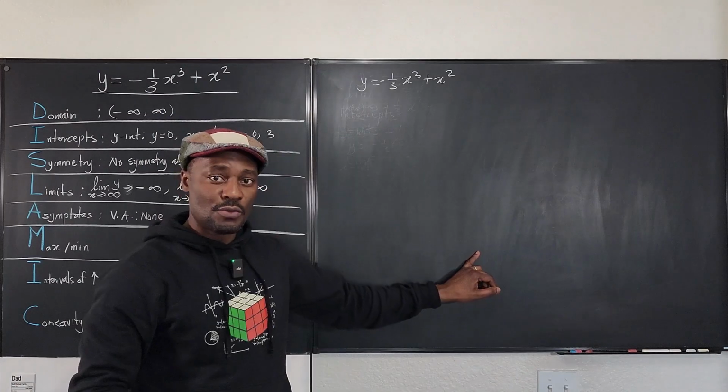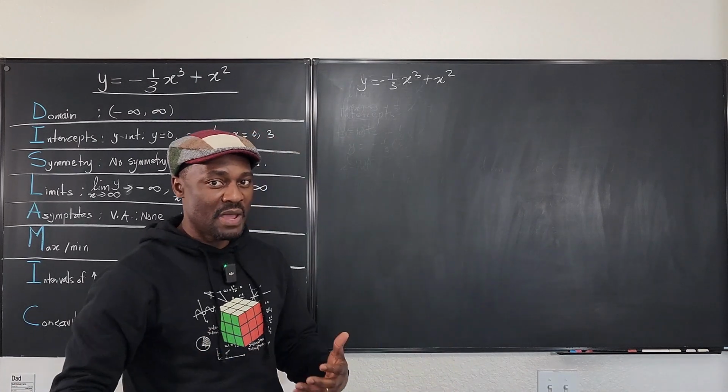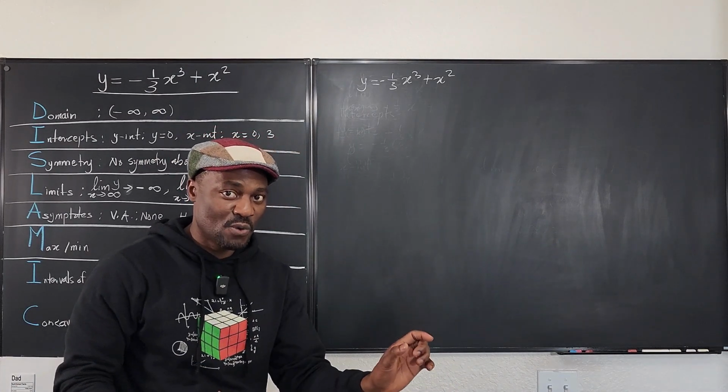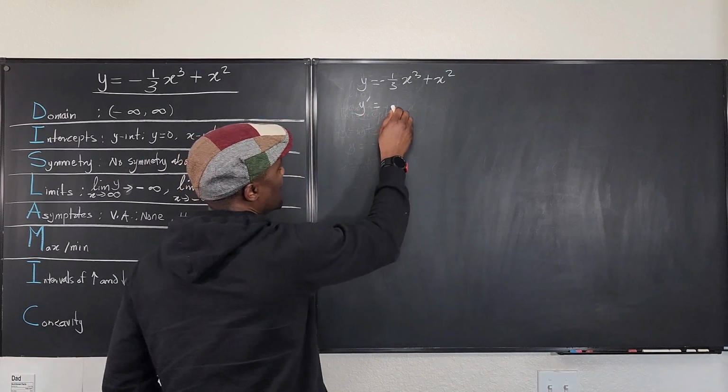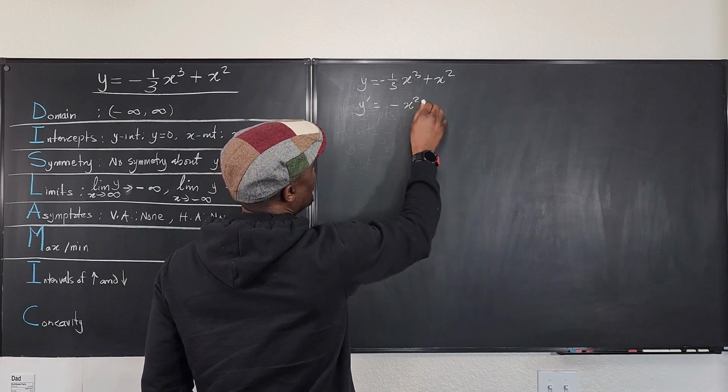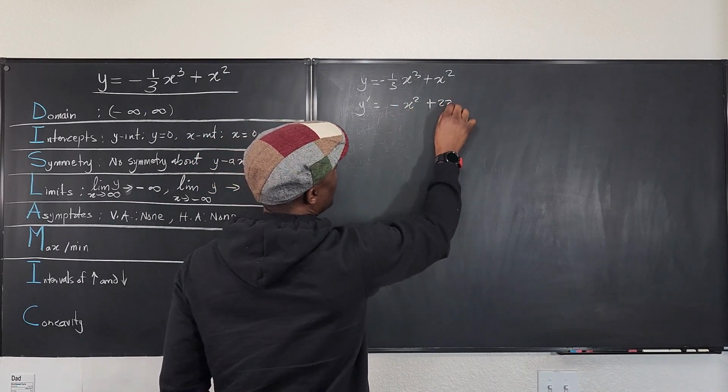Max and min. So remember that your maximum and your minimum occur when the derivative is equal to 0. So we just need to do y prime. What's the derivative of this? It's going to be negative x squared, and there's going to be plus 2x.